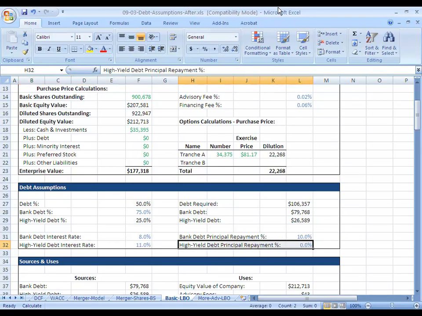Bank debt appeals to more conservative investors and carries with it lower interest rates as well as a principal repayment requirement each year. And then high yield debt, by contrast, is riskier and appeals to investors with more of an appetite for risk. It has a higher interest rate than bank debt, and there is no principal repayment. Instead, the entire balance of the debt is repaid at the end of the period, whether it's 5 years, 7 years, 10 years, something like that. Now, there are some other differences, but those are really the most important ones that we saw for the purposes of our basic LBO model.